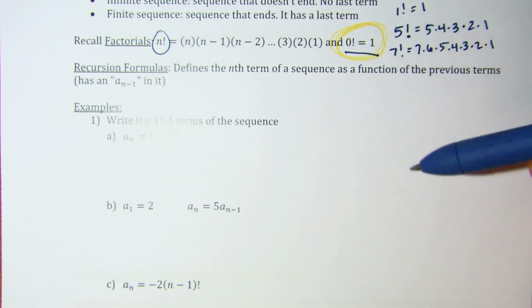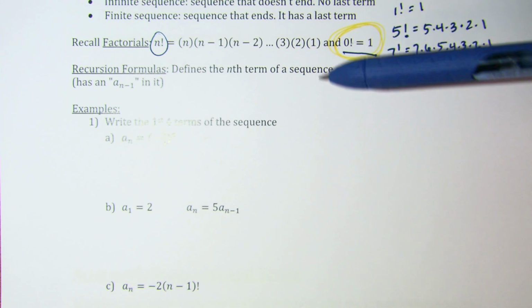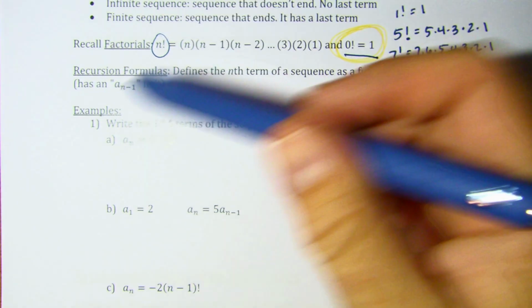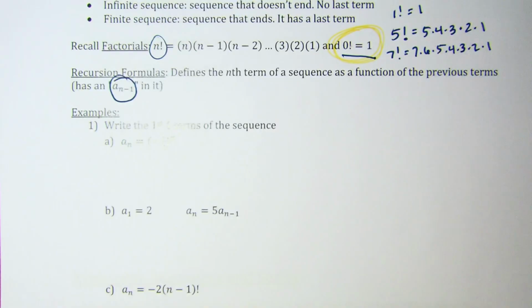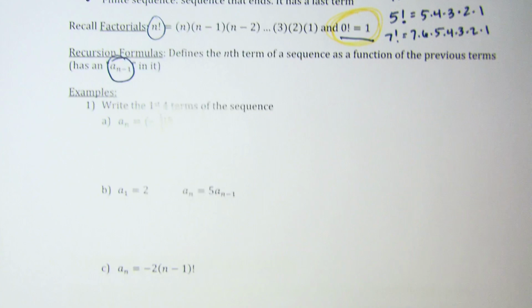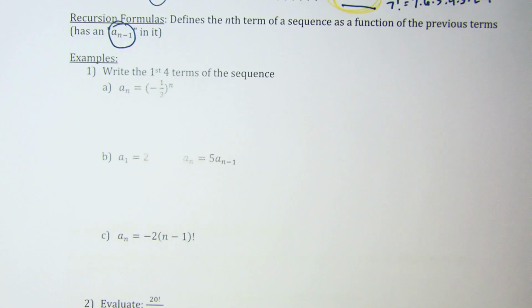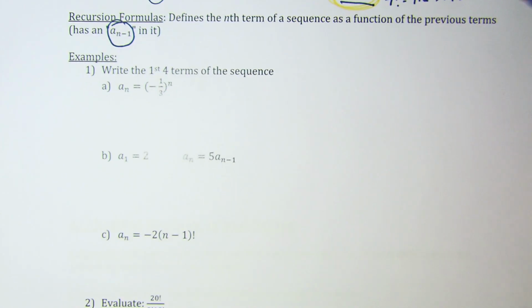It equals 1. Now we're going to look at a couple of different types of formulas here, and the first one is called a recursion formula. It has an a sub n minus 1 in it, meaning it's going to need the previous term to find the next one. The other type of formula we will see in this last part of our Unit 3 is called an explicit formula, and that's a little bit different. So we're going to look at some examples here and just practice finding the first few terms of a sequence.